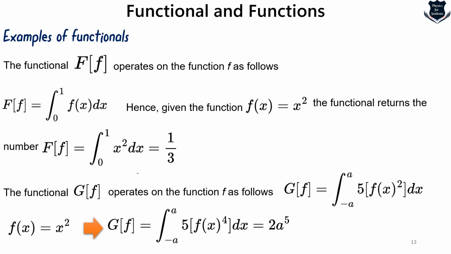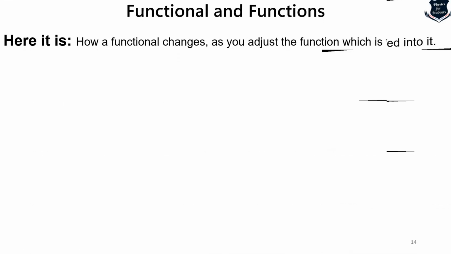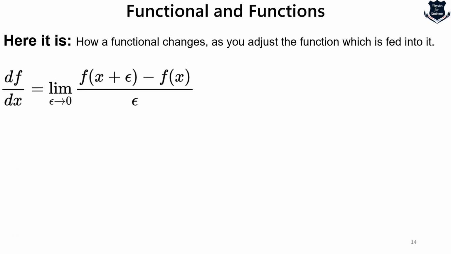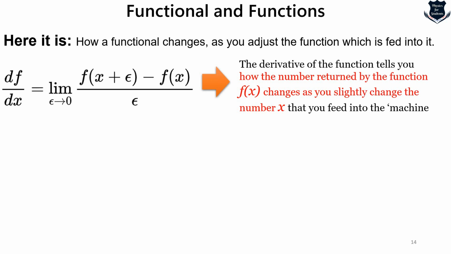So here it is: how a functional changes as you adjust the function which is fed into it. Now here I would like to go back quickly to what is called functional differentiation. So here you see df by dx equals the limit of epsilon tending to 0. This is nothing extraordinary. This is just simple calculus. This actually shows how the number returned by the function f of x changes as I slightly change the number x which I feed into the machine. That's it.